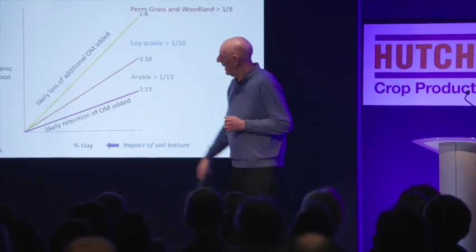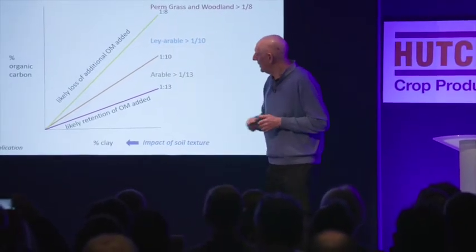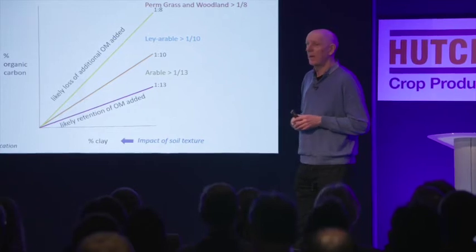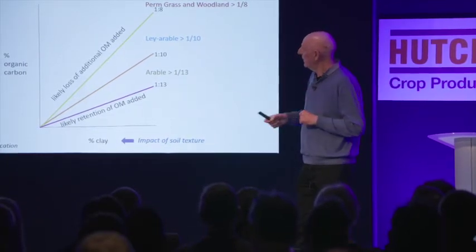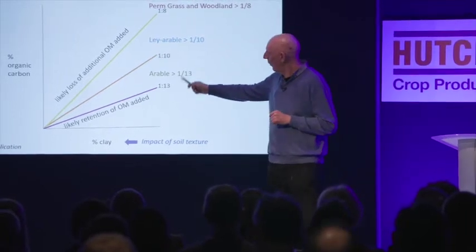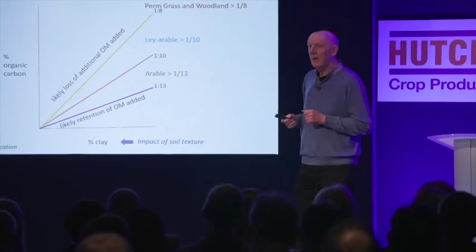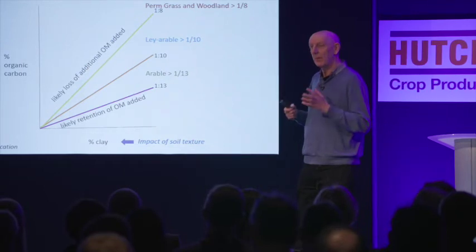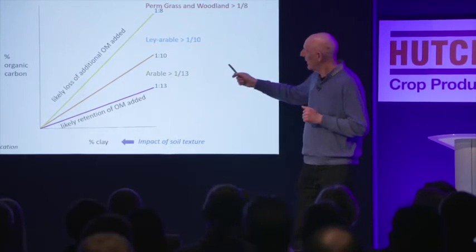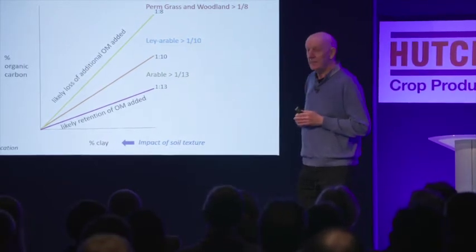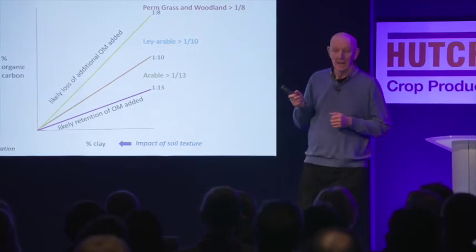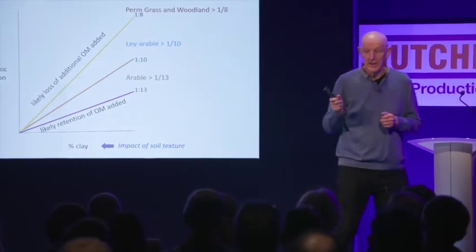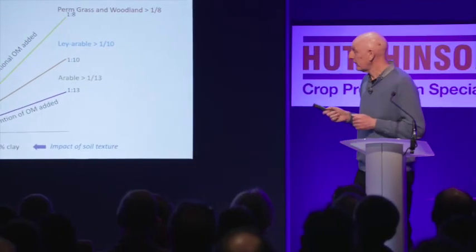So what we're proposing is that I showed you a lot of arables are actually down here. We propose that you could get them and still have some tillage, or better still, minimum tillage. But you can get arable soils above 1 to 13. Ley arable, which of course has more permanent periods of vegetation, could be above 1 to 10 from our evidence. And permanent grassland and woodland can be in the very good location, which is above 1 to 8.